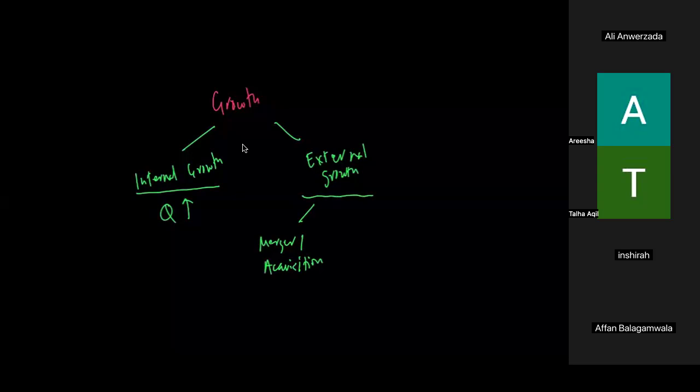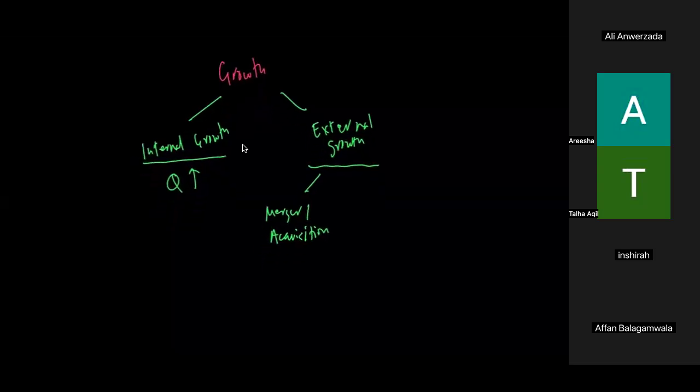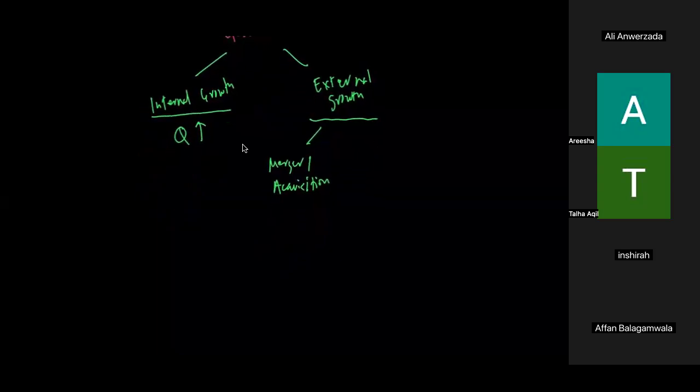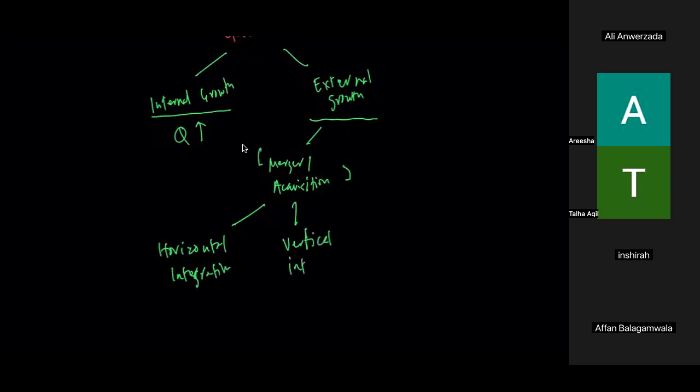And when you look at external growth, the merger and acquisition, this could be between two firms, causing what we call horizontal integration. Horizontal integration. There could be vertical integration, or there could be what we call sometimes conglomerate.